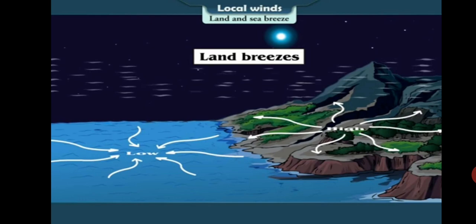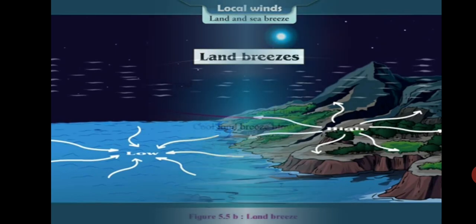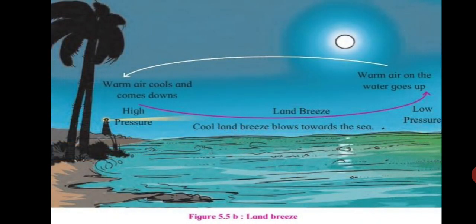So, you just have to keep in mind wherever the temperature is low, there will be high pressure and winds will blow from that high pressure area towards the low pressure area. So, what have you learnt now? That during the night we see that the air pressure on land is high because of low temperature, and so winds blow from high pressure towards the low pressure, that is from land towards the sea, and that's why they are called land breezes. Cool land breeze blows towards the sea at night.